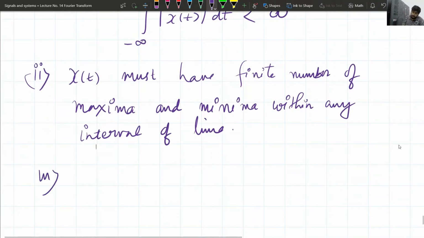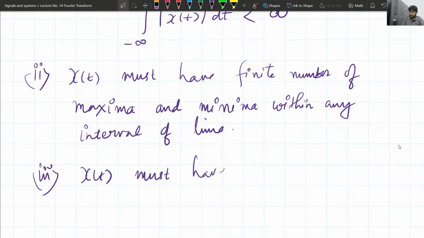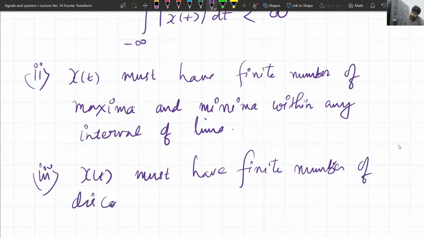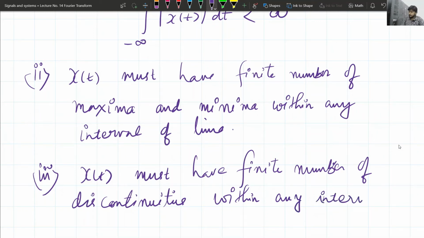Similarly, third case, x(t) must have a finite number of discontinuities within any interval of time. These are the set of Dirichlet conditions.